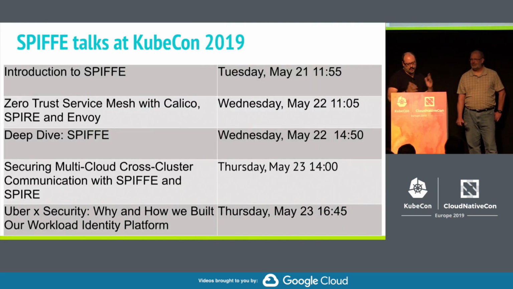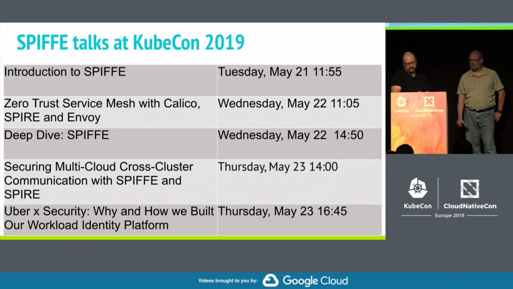So here we go. We have a bunch of talks at KubeCon. So there's obviously this one. Tomorrow, Evan Gilman and Sean Crampton are doing a Zero Trust Service Mesh with Calico. That's happening at 11:05. And then we're also doing a deep dive into SPIFFE at 14:50 tomorrow. What we're going to do there is really get into SPIRE running on Kubernetes. One of the main things that we've been doing since the last KubeCon is updating SPIRE to be able to run cleanly on Kubernetes. And we're going to do a whole demo and talk about that.